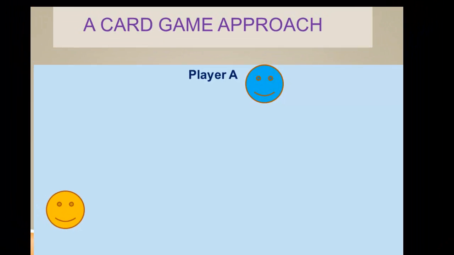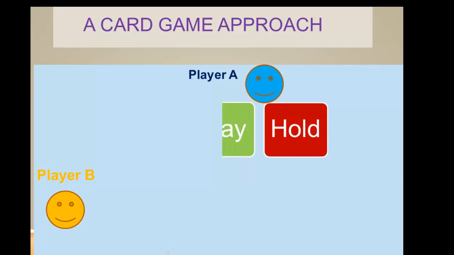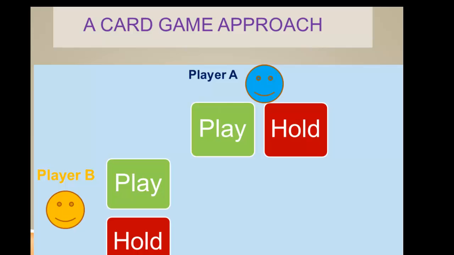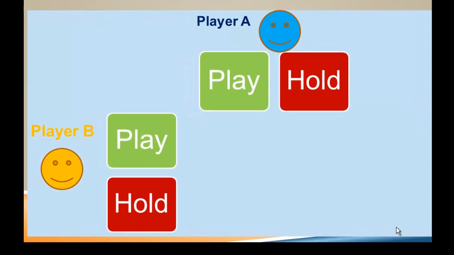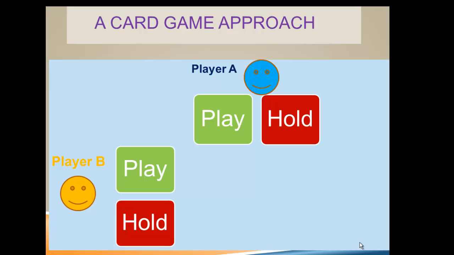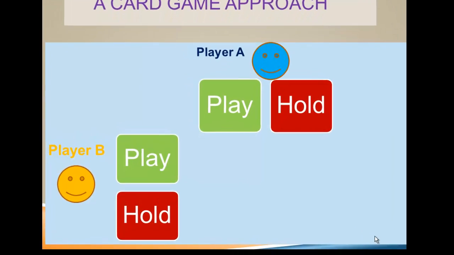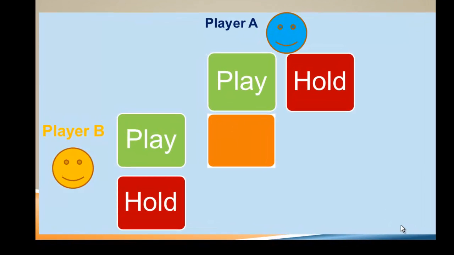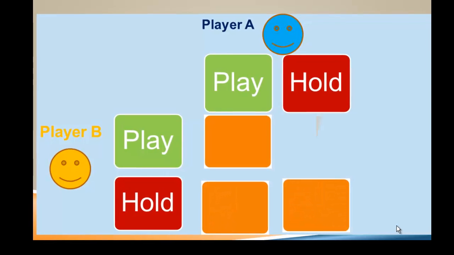We're going to have two players, player A and player B, who again are blue and orange. And each player has two choices. They can choose play or they can choose hold. And those are their only options. So imagine them, they each have just one card. They can either lay it down or they can hold it. Because there's two players, it's a 2-by-2 player game, and they each have two options. It means there's four outcomes possible.